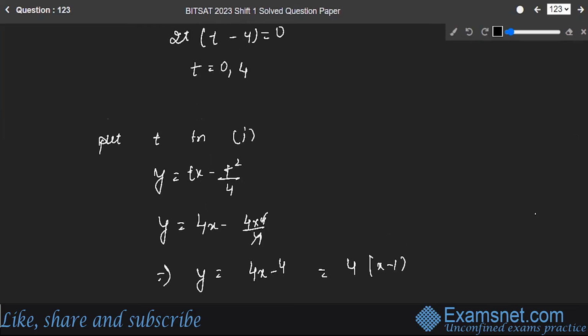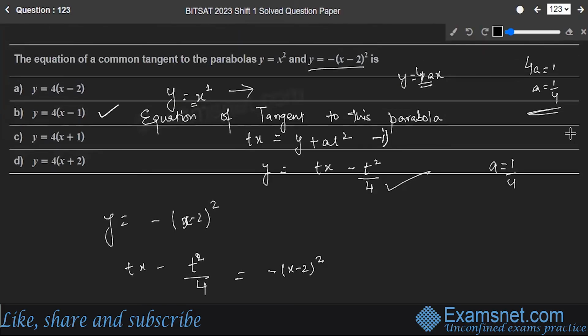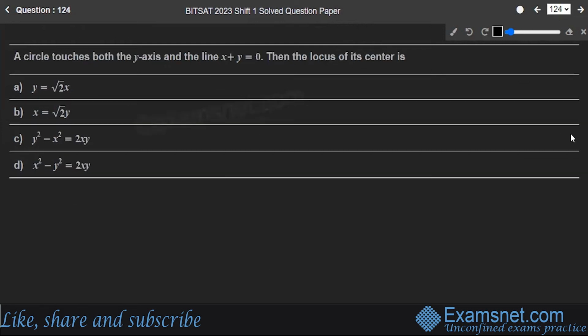Let's check with the options. 4 into x minus 1. We have option B as the right answer. Hope you understood that. Let's move to the next question, number 124.